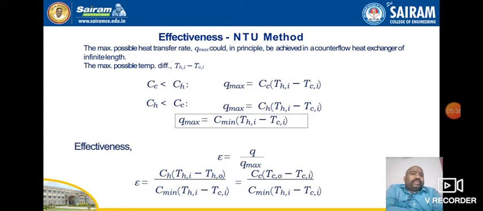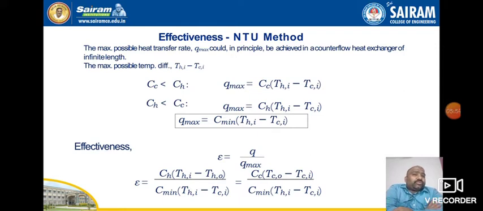Now let us discuss what is meant by the effectiveness and NTU method. Effectiveness relates to the maximum possible heat transfer rate, Qmax, which could in principle be achieved in a counterflow heat exchanger of infinite length.